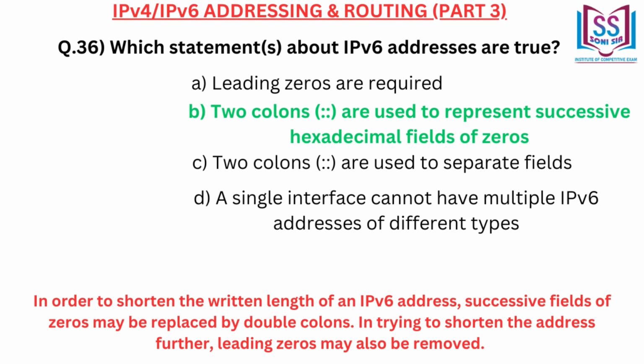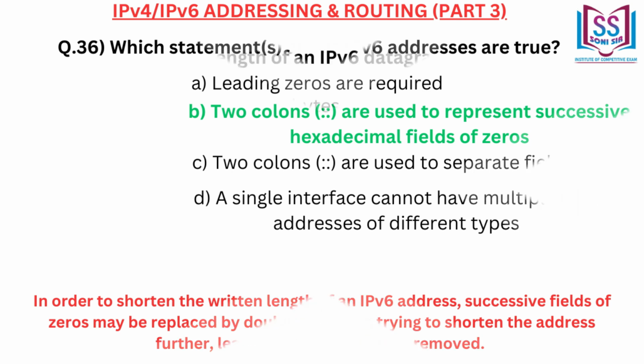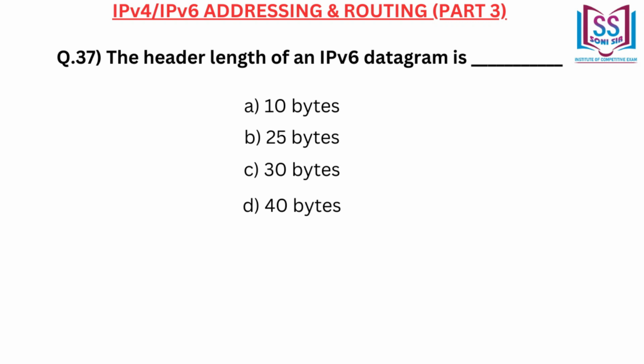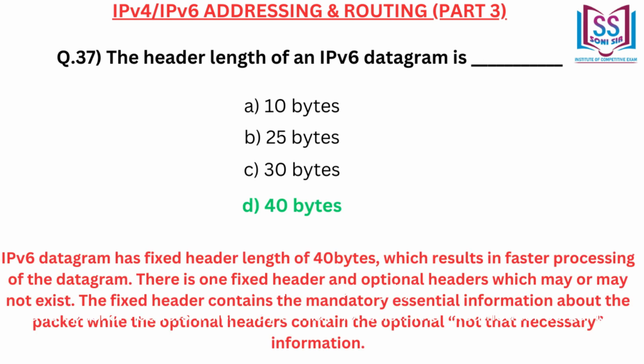In order to shorten the written length of an IPv6 address, successive fields of zeros may be replaced by double colons. In trying to shorten the address further, leading zeros may also be removed. The header length of an IPv6 datagram is dash. A. 10 bytes. B. 25 bytes. C. 30 bytes. D. 40 bytes. Correct answer D. 40 bytes.